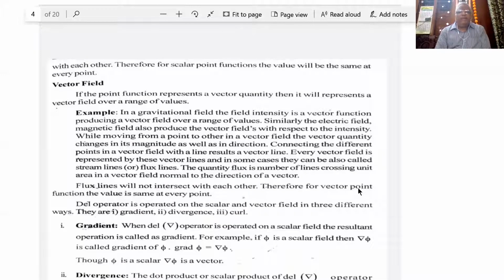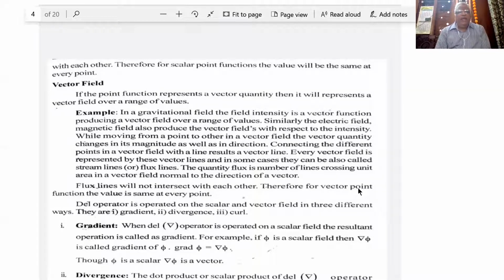The quantity flux is the number of lines crossing unit area in a vector field normal to the direction of the surface. Flux lines will not intersect with each other. Therefore, for a vector point function, the value is the same at every point.